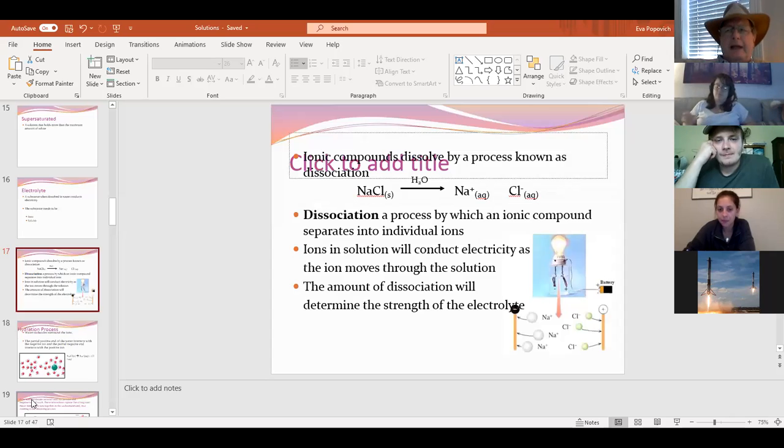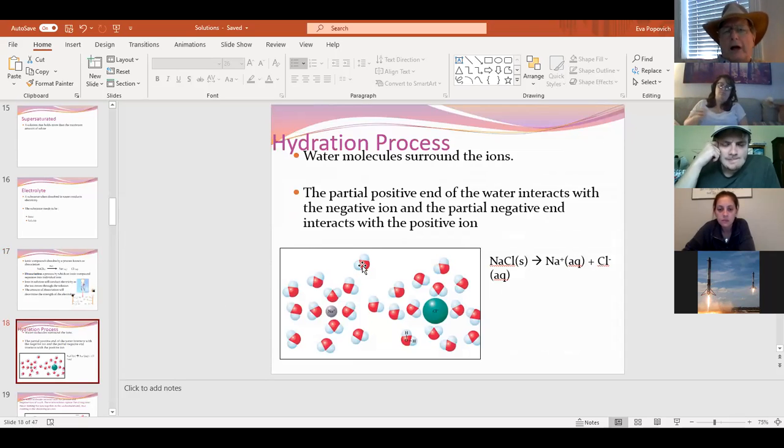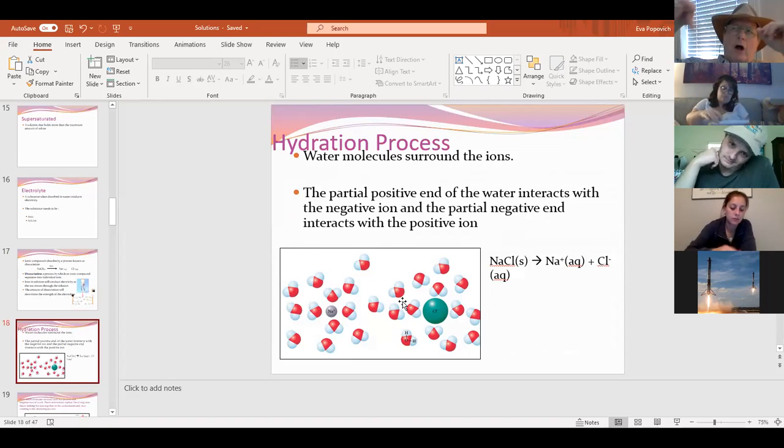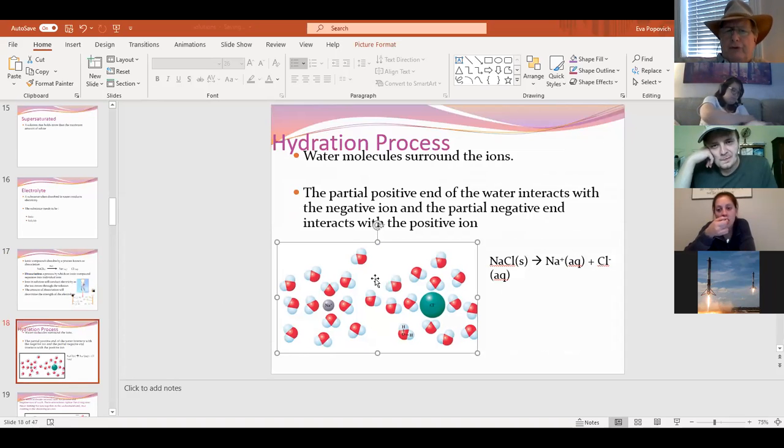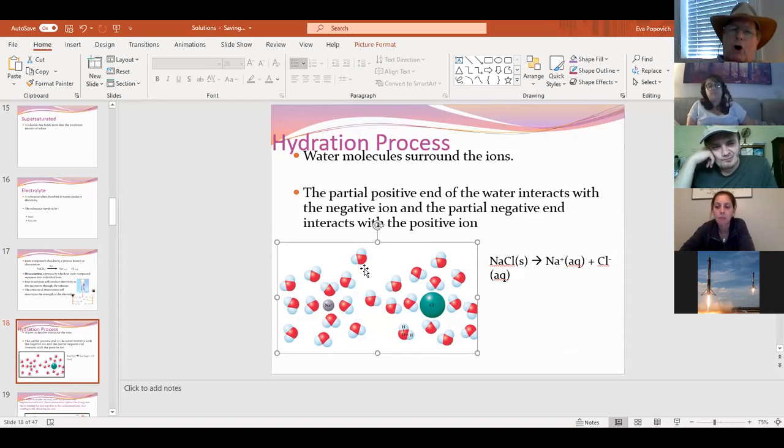So what's actually happening when we're dissolving something? We have water. Water is known as a polar solvent. What that means is we have the white hydrogens here and we have the red oxygen. Well, the electrons are floating around both the oxygen and the hydrogen, but they spend more time around the oxygen. So every time you see the red ball here, that means that the red ball has a negative charge on it, and the two white ones have a positive. So water actually has a negative end and a positive end.